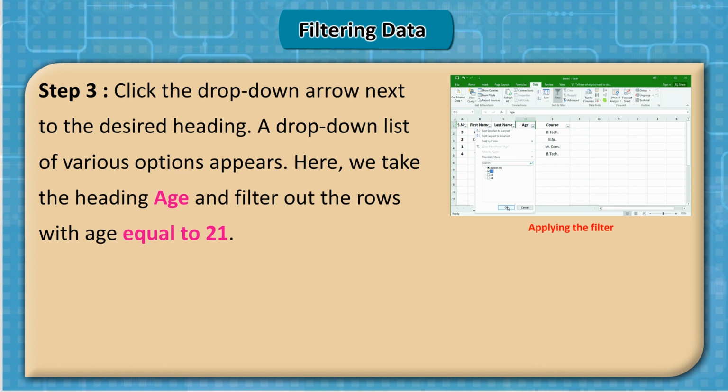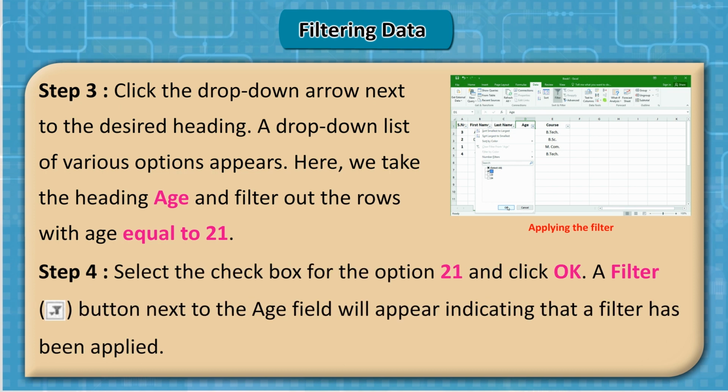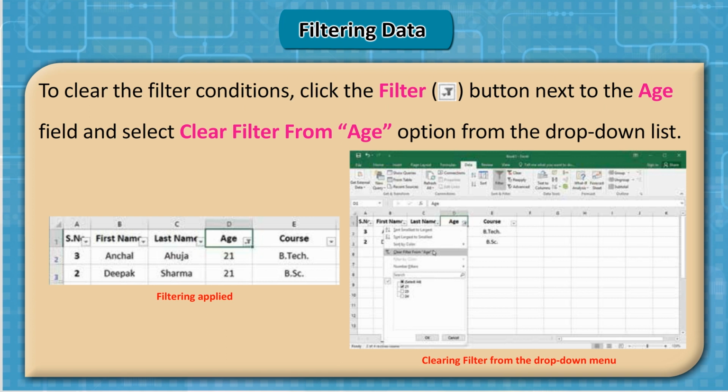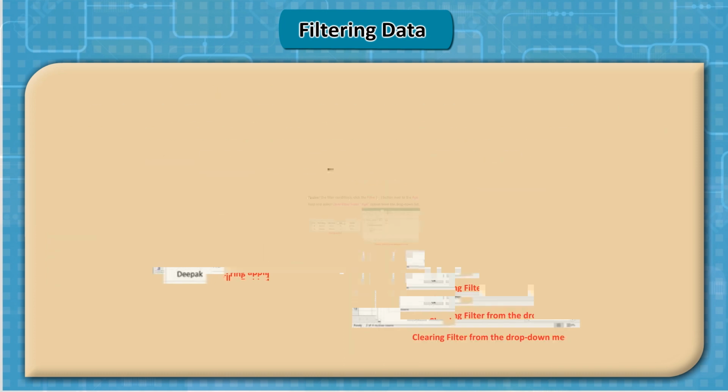A drop-down list of various options appears. Here, we take the heading Age and filter out the rows with age equal to 21. Step 4. Select the checkbox for the option 21 and click OK. A filter button next to the Age field will appear, indicating that a filter has been applied. To clear the filter conditions, click the Filter button next to the Age field and select the Clear Filter from Age option from the drop-down list.